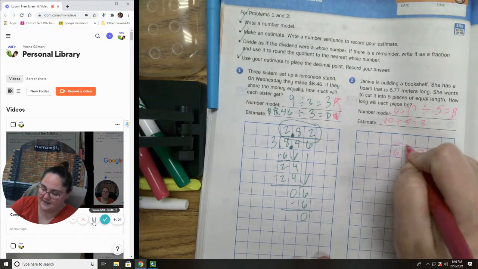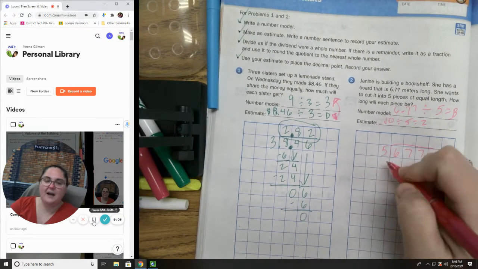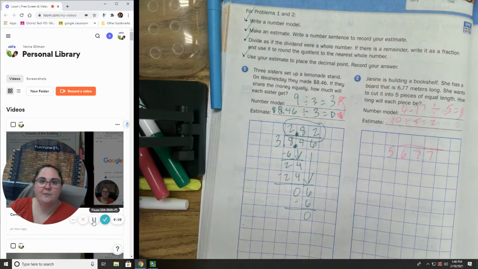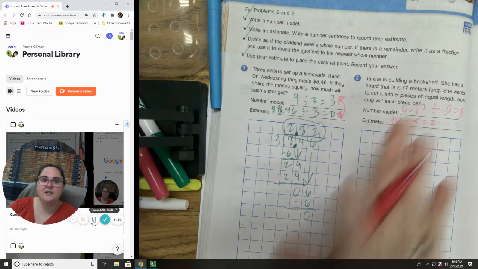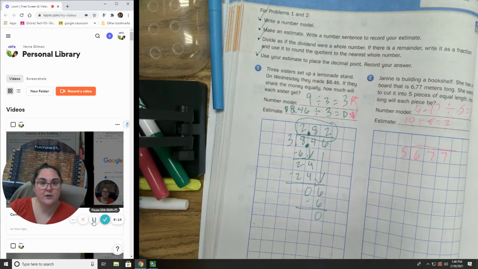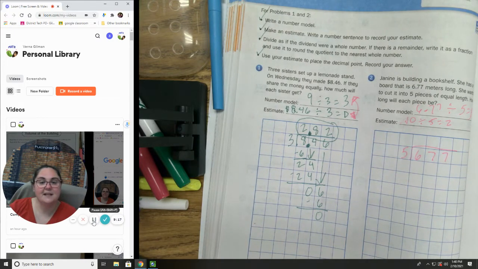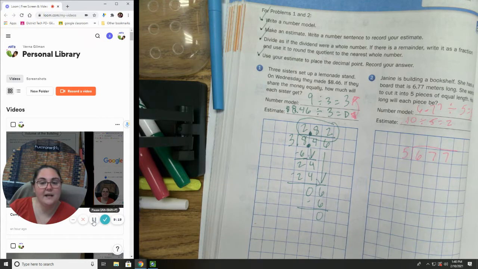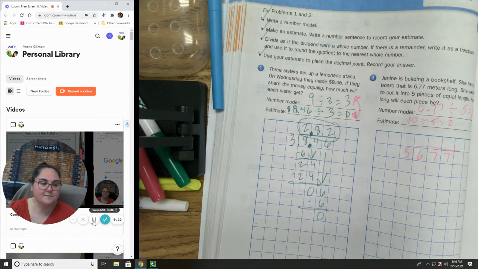677 divided by 5. I want you right now in your math workbook to go through the division process. See if you can find the answer. When you are done, type it in the box and hit continue. What is 677 divided by 5? I hope that you stopped and did the math.